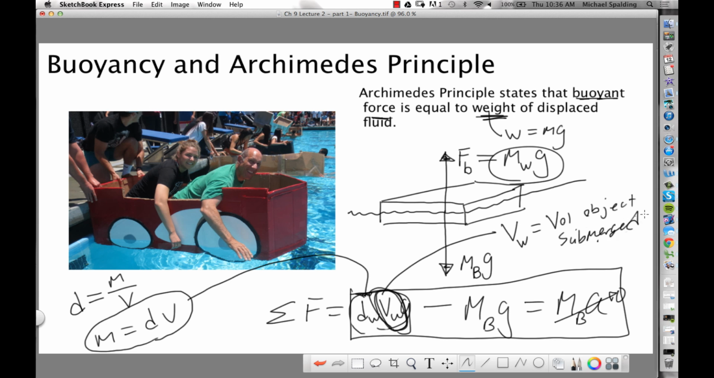So the easiest situation, guys, is when the whole object is submerged. If the whole thing is submerged, then what would be true? The volume of the object equals the volume of the water, right? The trickier situation is when part of the object is sticking out of the water, like this boat right here. Only part of it's submerged. Does that make sense? All right, so let's do an example.